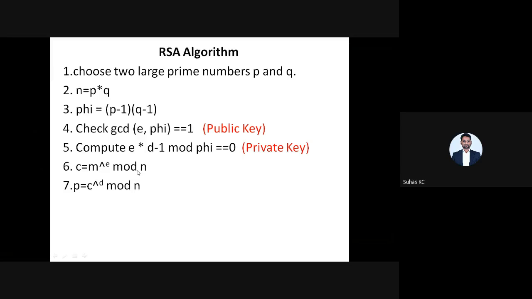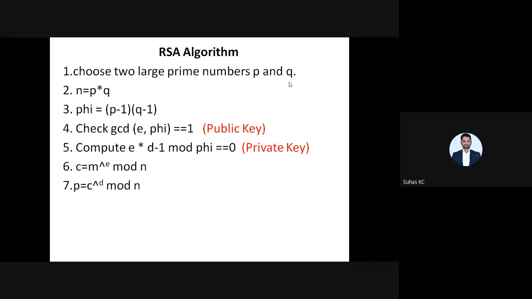Okay, this is your algorithm. Totally six steps are there. The first step is to choose two large prime numbers, P and Q. A prime number is a number which is divisible only by 1 and itself. Examples: 3, 7, 11, 13, 17, 19. These are all prime numbers.